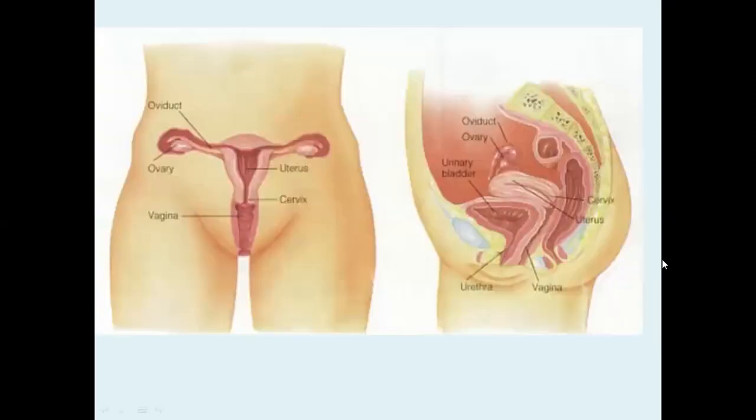Okay, so we're starting with the female reproductive system. And the female reproductive system is in fact much simpler in structure than the male reproductive system. In functioning, it's a little more complicated, but we'll get there. Okay, so in terms of structure.